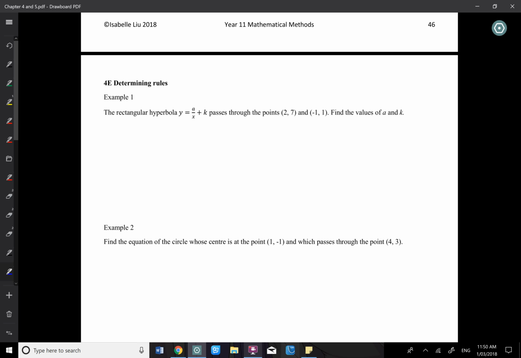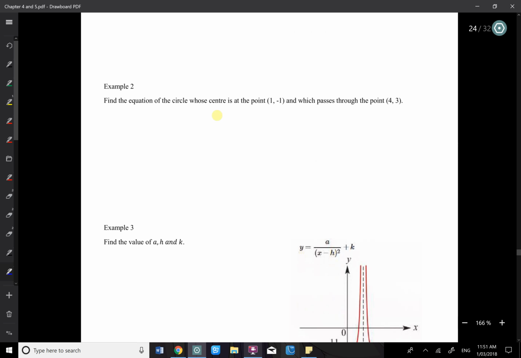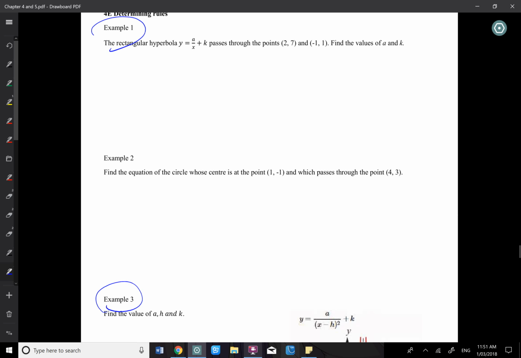For the next 25 minutes, can you try example 1 and example 3 for me, please? I'm not going to go through this today. I'll do that tomorrow. But try example 1 and example 3 for me.